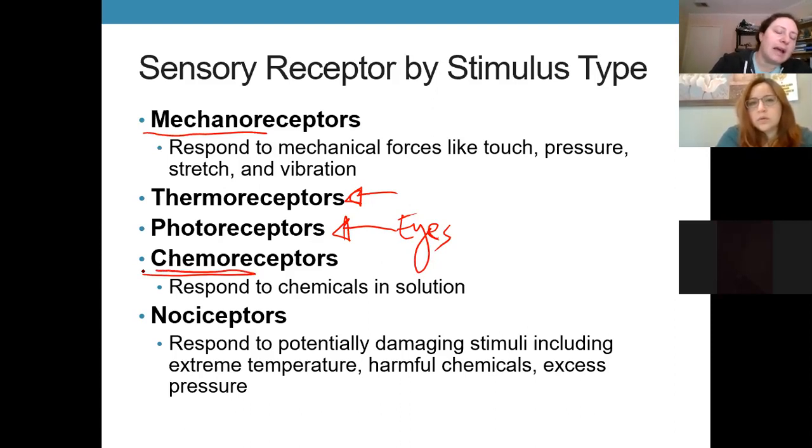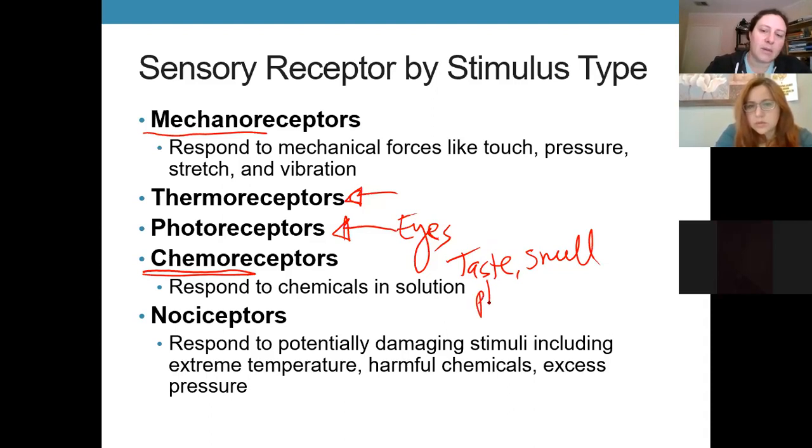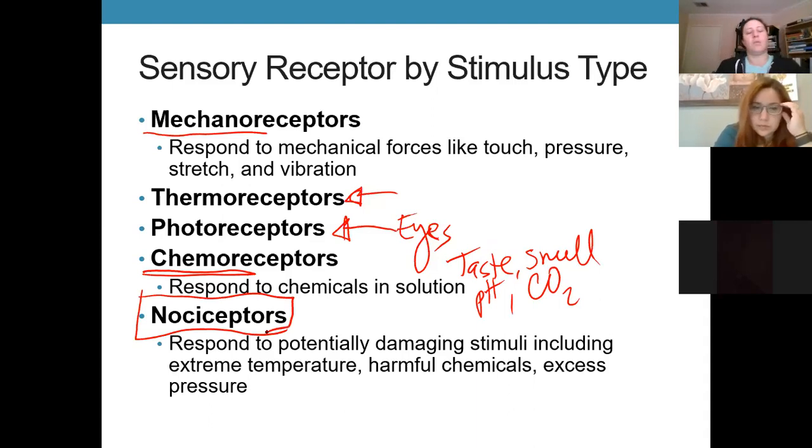Chemoreceptors are also a really big category, so this is responding to any chemicals in solution. And as we'll talk about later when we get to special senses, this is how taste works. This is how smell works. And then this is how a lot of things monitoring our internal environment work too. So we can monitor pH, carbon dioxide levels, lots of different chemical things in our blood and other fluids. And then the last category is nociceptors. So nociceptors respond to stimuli that could be potentially damaging to the body, and they register as pain.